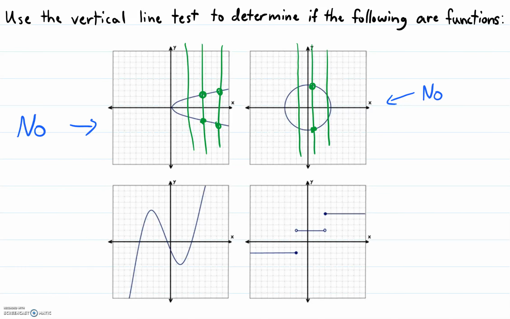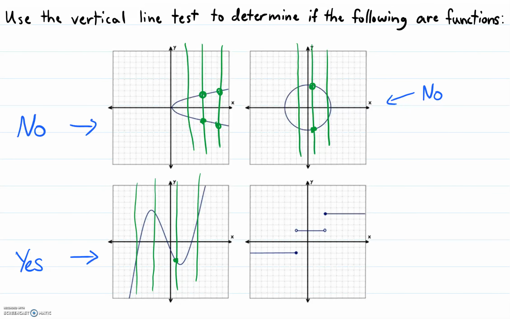Now if you look at the bottom left-hand graph, you can see that if we start drawing vertical lines, no matter where we draw them, we're only running into the graph at one point. It has to be every single possible vertical line, of course, but you can see that there's nowhere that this pattern is going to change. And so the bottom left-hand graph does pass the vertical line test because we only ever have one y value for any given x value. And so that is a function. So we'll put yes for that one.